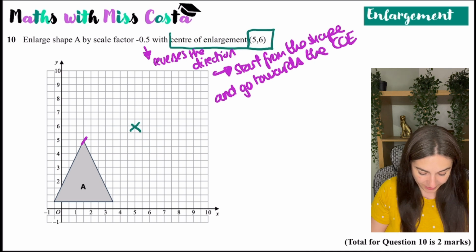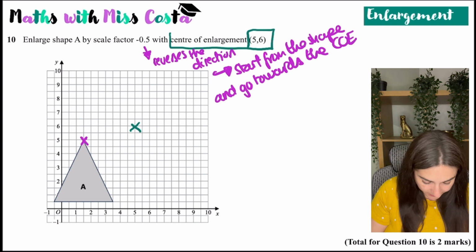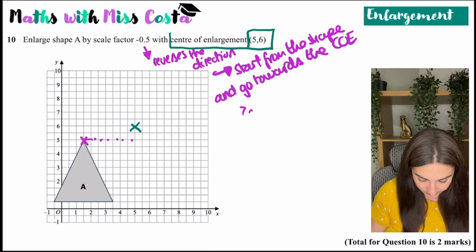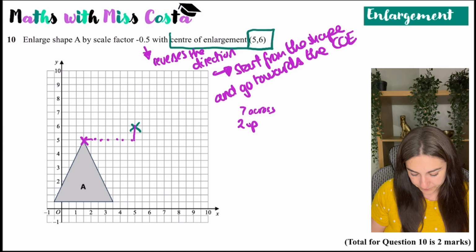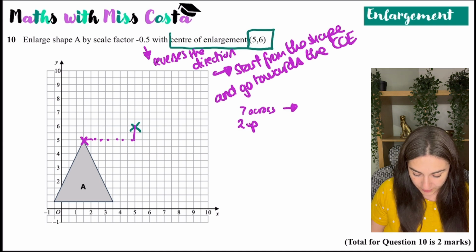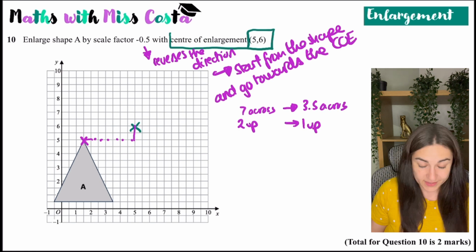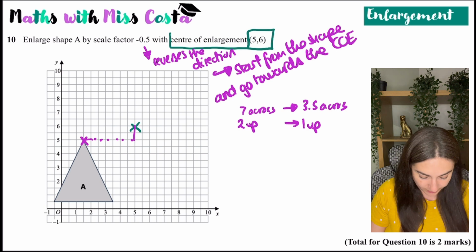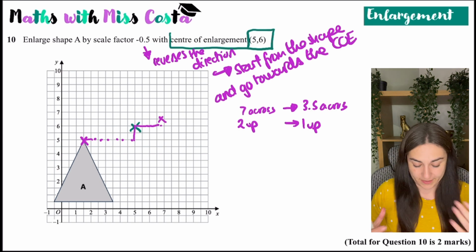So let's try that. So this is my first coordinate. I want to see how many squares I go across and up. So I go 7 squares across, and then 2 up. And what I need to do is multiply that by 0.5. So that would be 3.5 across and 1 up. So from the center of enlargement, that's what I do. 3.5 across, and then 1 up. That is where that coordinate would be.